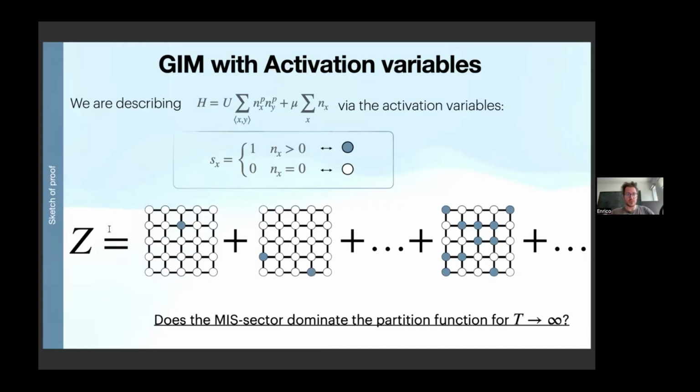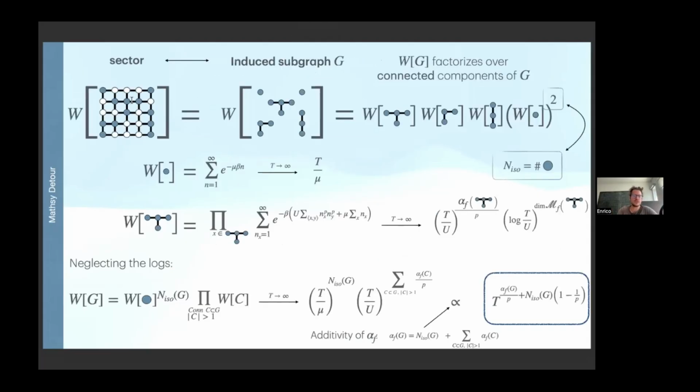And now what you want to check is that the MIS sector, the maximum independent set sector, is the pattern that emerges when you send T out to infinity. You want to check that out of all these possible sectors, the MIS sector is the dominant one as T grows large. So let's pick any of these sectors. We need to compute how it scales with temperature.